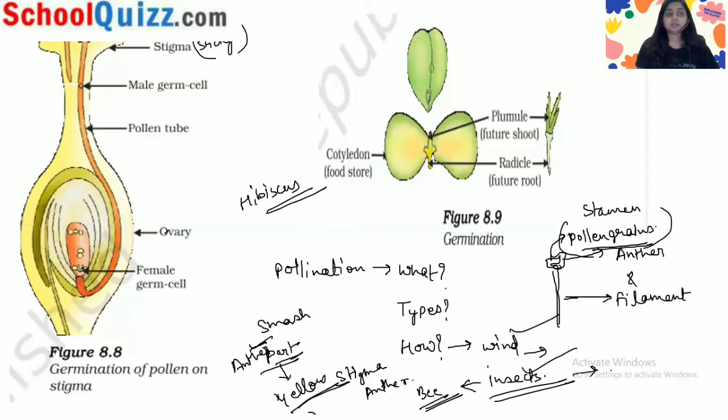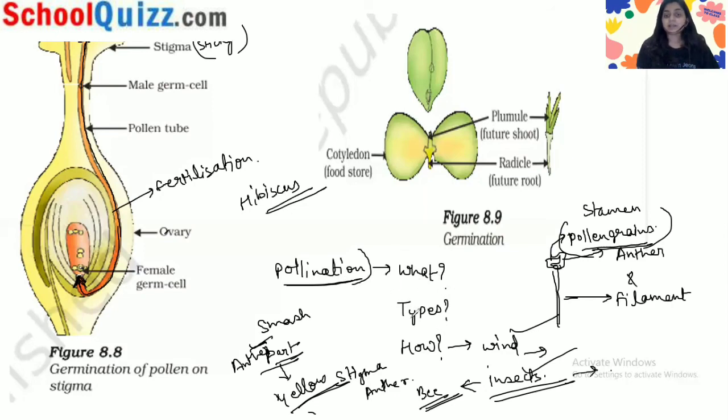And what is happening after that? This pollen grain forms a tube-like structure, and it goes to the ovary. So what is the pollination? Pollination is a simple process. What happens in the ovary we will see in the fertilization part. So pollination is simply the process where the pollen grains are transferred from the anther to the stigma.